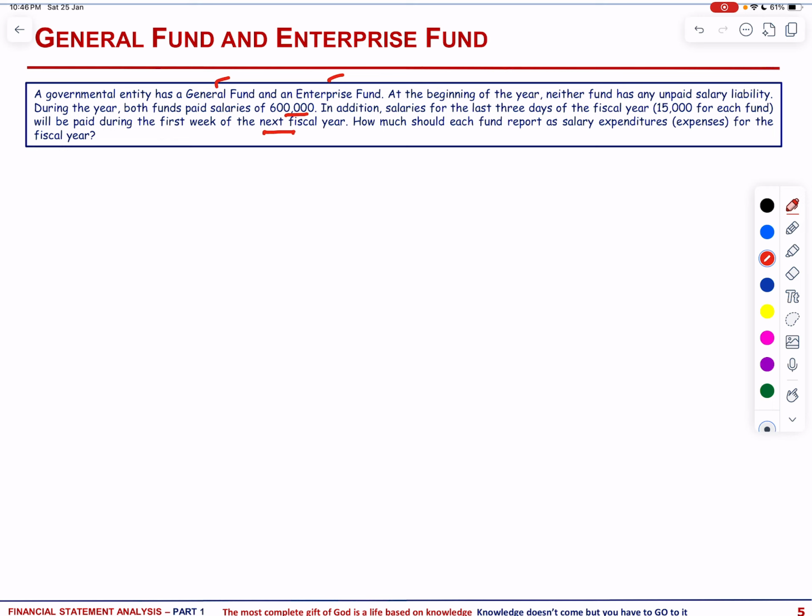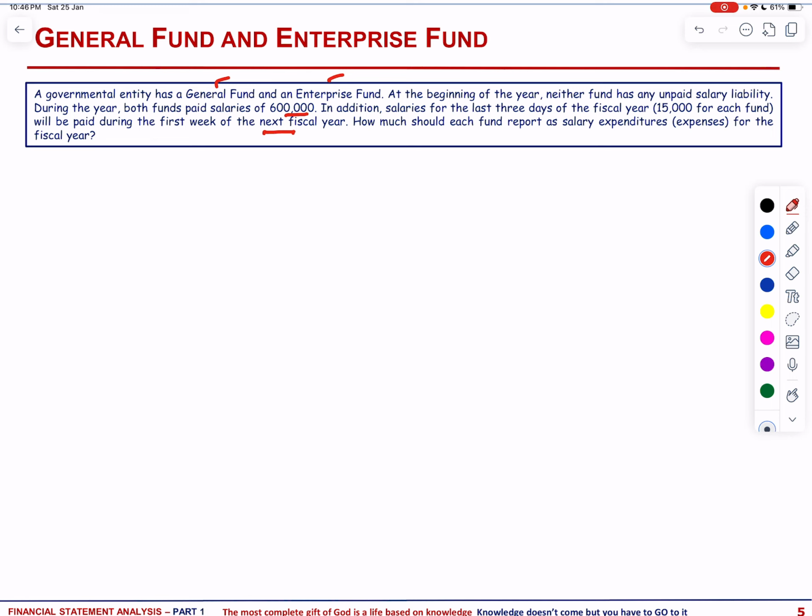So, to solve this, we need to consider the accounting treatment for both the general fund, which uses the modified accrual basis of accounting, and the enterprise fund, which uses the accrual basis of accounting. Now, under the modified accrual basis, expenditures are recognized when they are measurable and available. For salary expenditures, the liability is recognized in the current year if the salaries are both earned and expected to be paid within the current fiscal year or within 60 days after the year end.